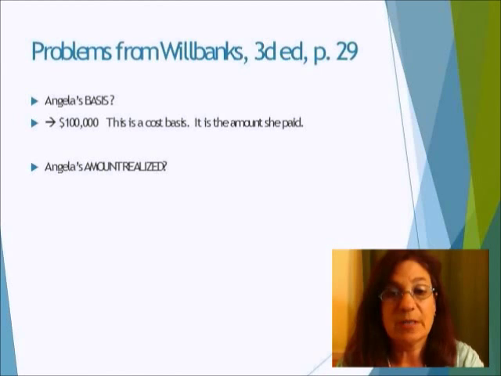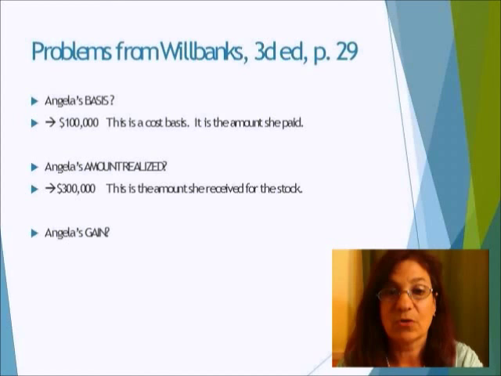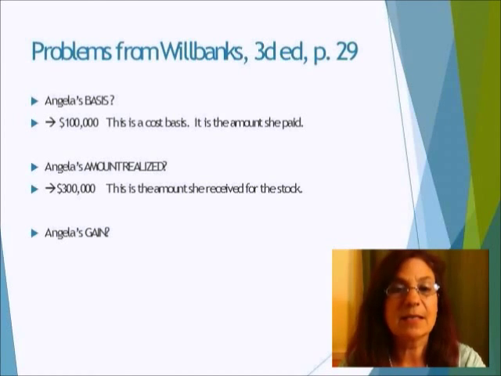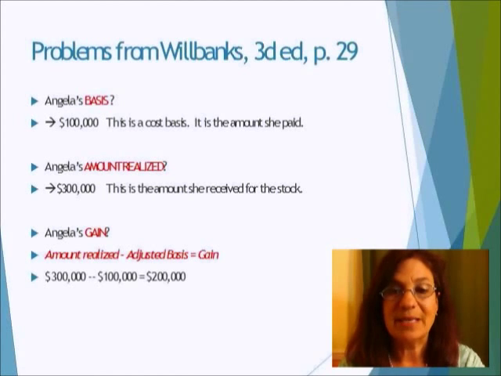This is our starting point. Now, what is Angela's amount realized? Remember, she sold the property to Barbara for $300,000. So amount realized is what she got, and that means that her gain, we can now calculate. Gain is the excess of amount realized over the adjusted basis. That's such poetry. All right. So the excess of amount realized over adjusted basis. In other words, amount realized minus adjusted basis, but not below zero. All right. So 300 minus 100 is $200,000.